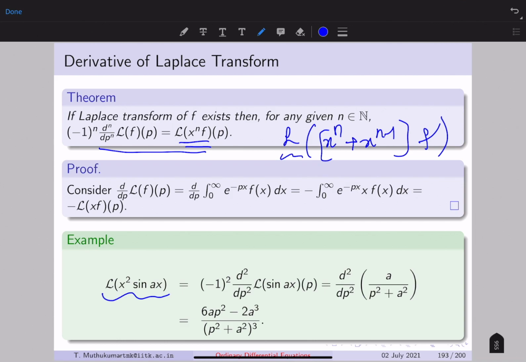So try doing more exercises based on this. I am only showing you some prototype examples. You have to do more examples from the books.